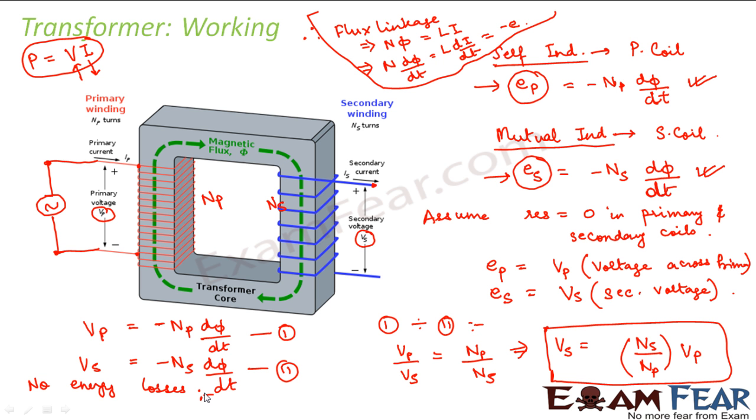We are considering that this is the ideal transformer, right? So here we say that the power input should be equal to the power output. That implies that IPVP, that is the product of the primary voltage and the primary current, should be equal to the product of the secondary voltage and the secondary current.